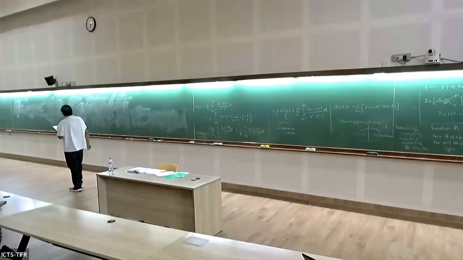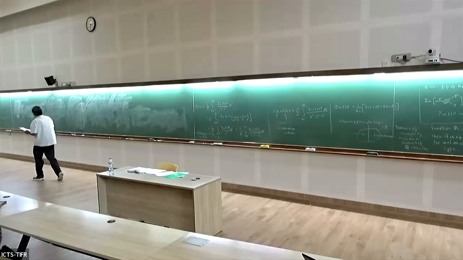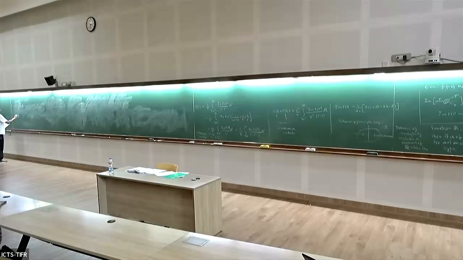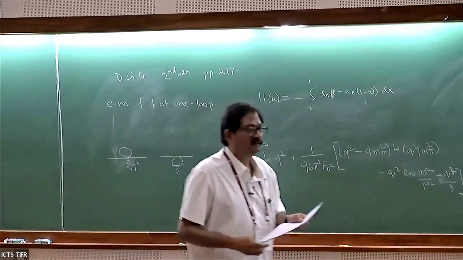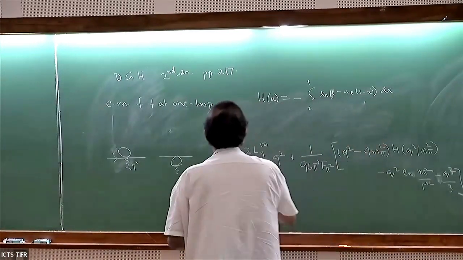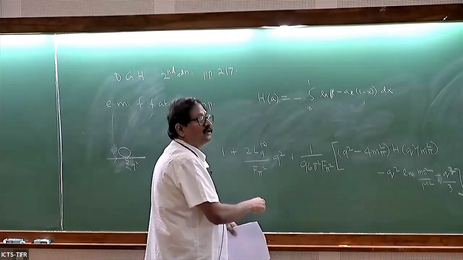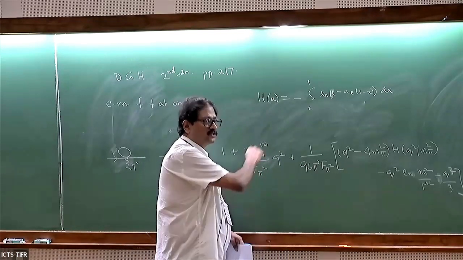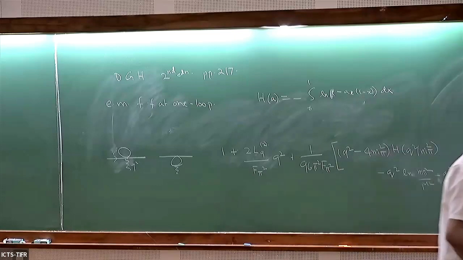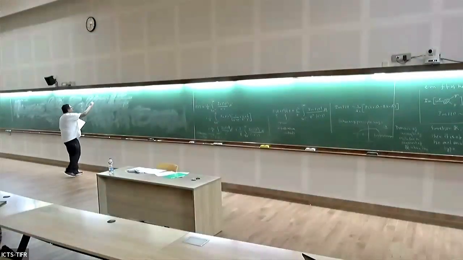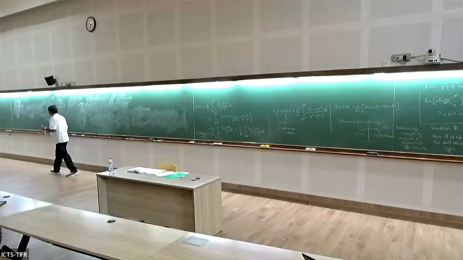Q squared. It's the momentum carried by the photon here, Q squared. Yes, it's the photon momentum. This one is one of the low energy constants that is introduced to absorb the divergences. I thought it's all part of chiral perturbation theory.